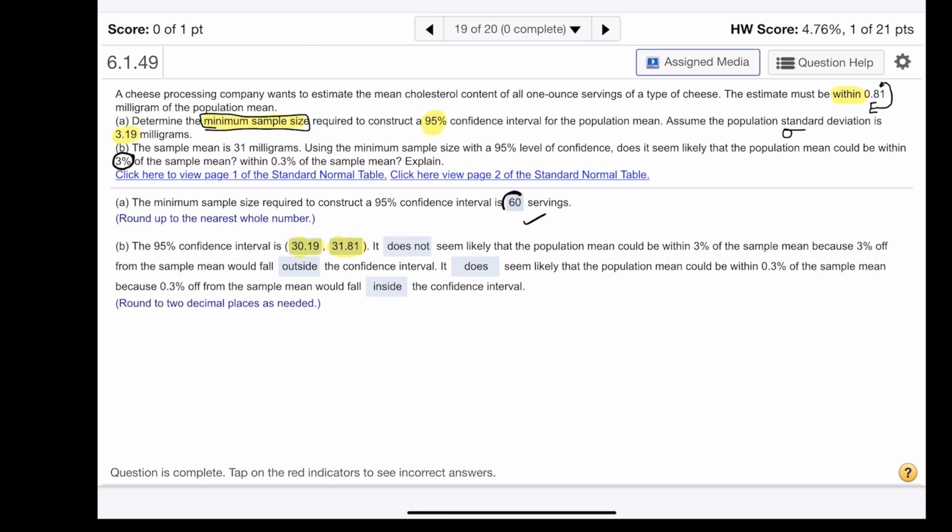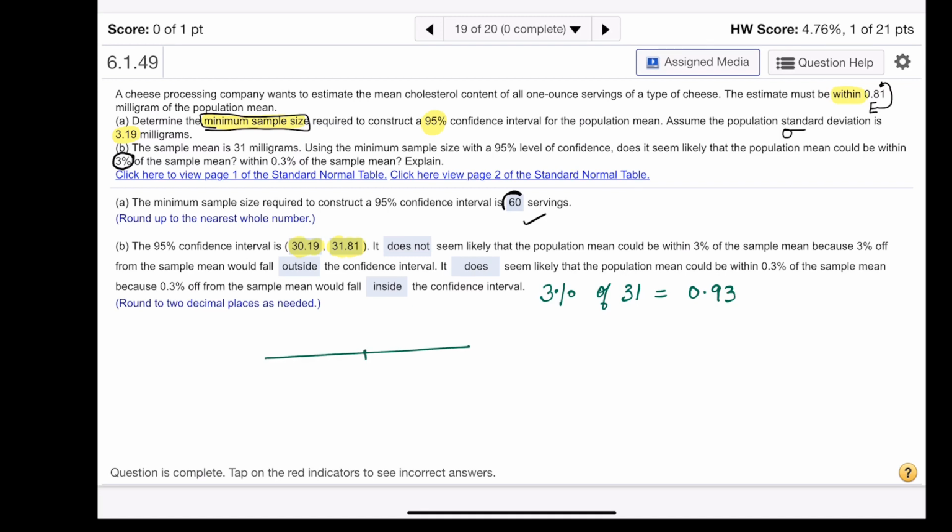But what they're asking me is, does the population mean lie within 3% of the sample mean or 0.3% of the sample mean? To do that, I'm going to be using two different colors here. I'm going to go ahead and use green. So I'm going to go ahead and find 3% of the sample mean first. For 3% of the sample mean, what is my sample mean? 3% of 31, which is 0.93. So I'm going to go ahead and draw this.